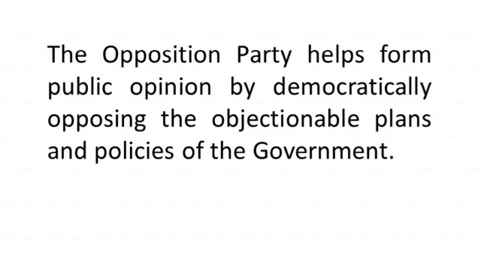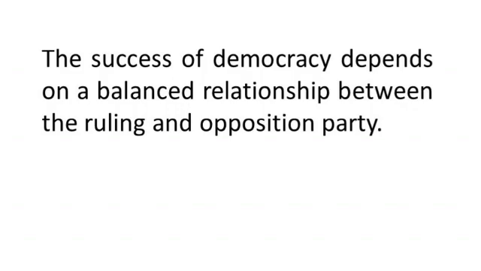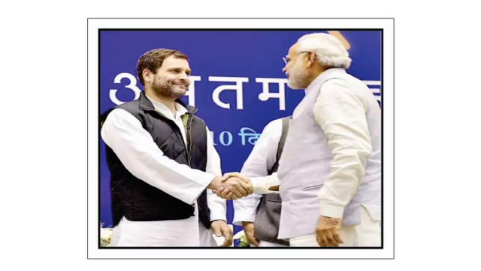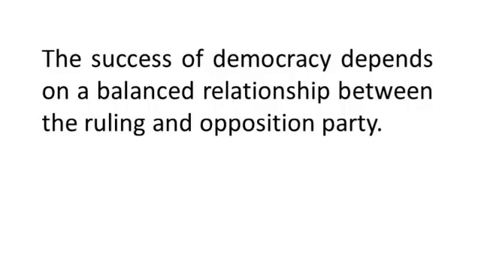So the opposition party helps in functioning of the government in such a way that it always looks into the matter and the benefit of the people. The success of democracy depends on a balanced relationship between the ruling and opposition party. So there should always be a balance between ruling and opposition party because that only can help in betterment of the administration. And the best way any country can function is by the coordination of both these parties, ruling and opposition party.